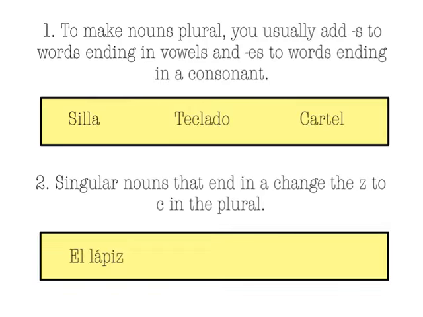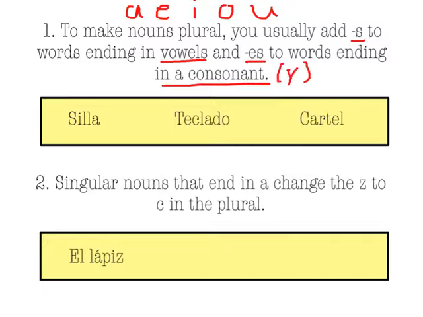All right, we've got a couple of basic rules here. Rule number 1, to make nouns plural, you usually add an S to words ending in vowels and an ES to words ending in a consonant. Now, just a quick reminder, your vowels are A, E, I, O, U, and your consonants are anything else. Okay, so in Spanish that does include the Y. Y is like sometimes a vowel. Okay, but your vowels are A, E, I, O, U, and then your consonants are anything else.